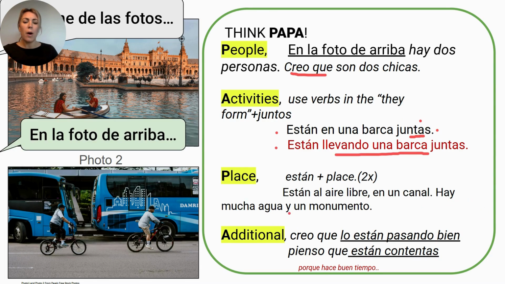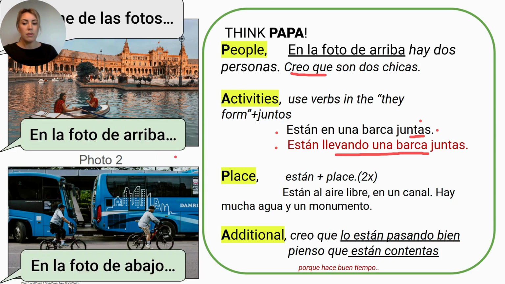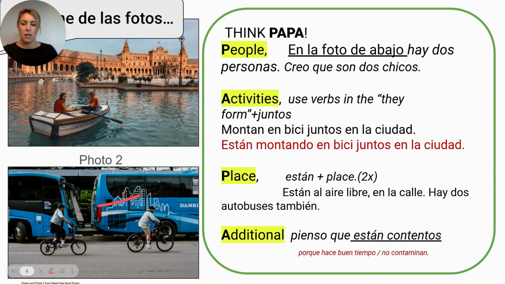Hay mucha agua y un monumento. There's lots of water and a monument. See? Easy. Creo que lo están pasando bien. I think they're having fun. Pienso que están contentas porque hace buen tiempo. I think they're happy because the weather's nice. See? And then I would say, sin embargo, en la foto de abajo hay 2 personas.